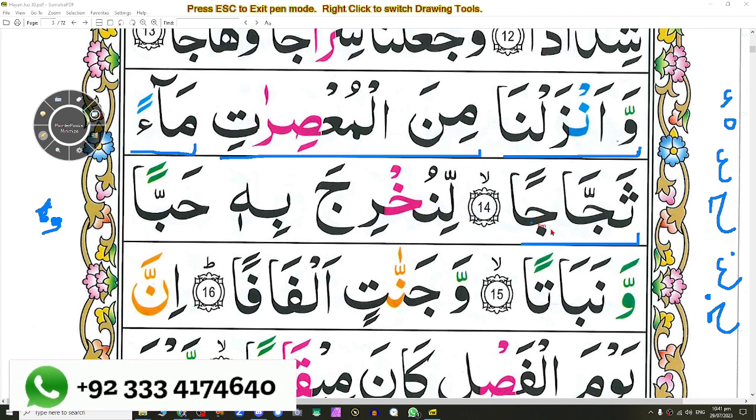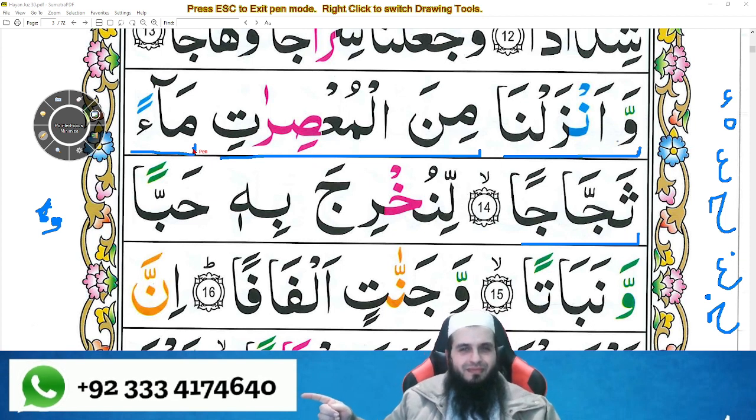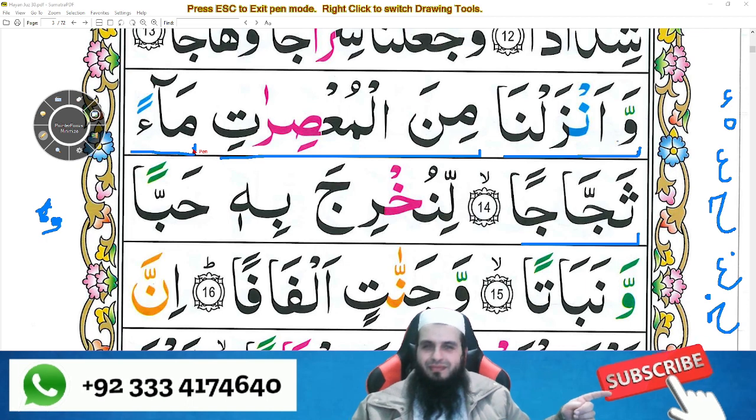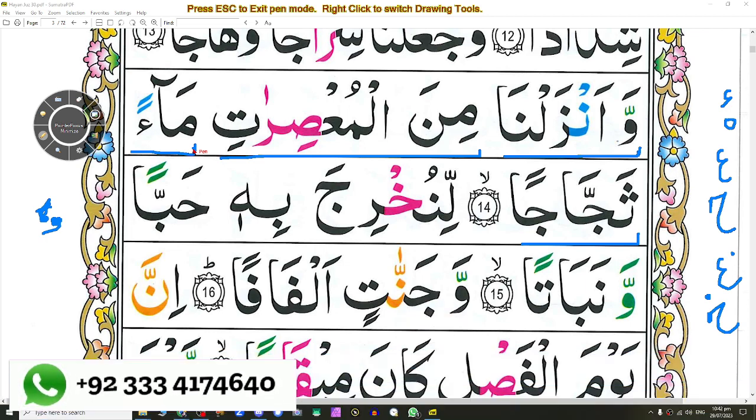So this will be ma'an thajjaja. Ma will be stretched for 4 seconds because of the big madd here. So, ma'an thajjaja. Not un. It is stretched.